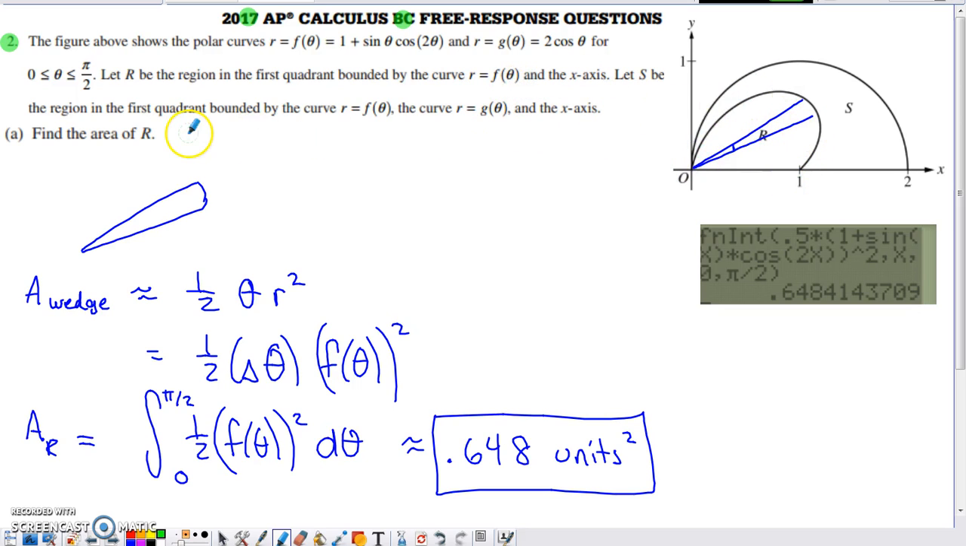And then S is going to be the region in the first quadrant bounded by the two curves, f of theta, g of theta, and the x-axis. So region S is everything that you see right in this space right here. In part A, they ask us to find the area of region R.